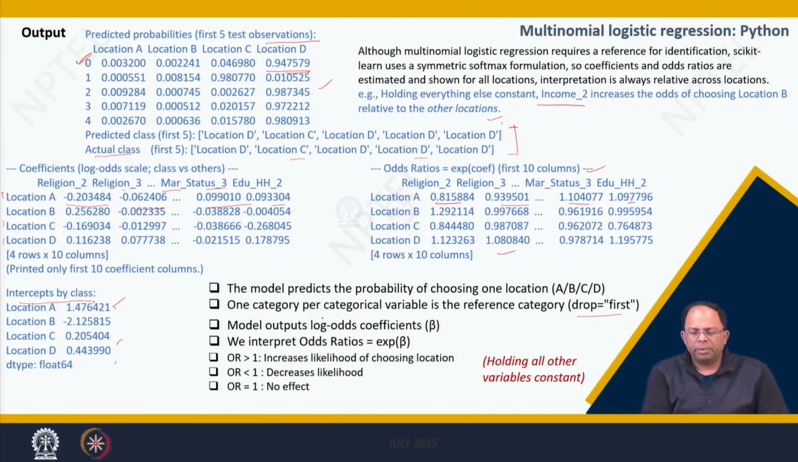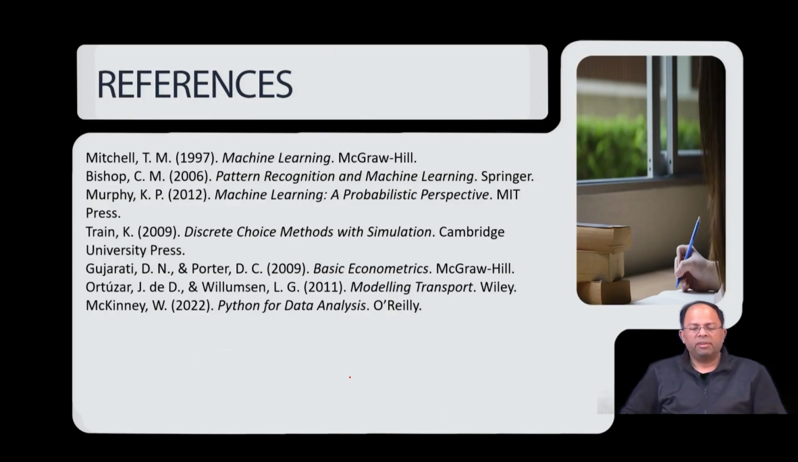So the model predicts the probability of choosing one location, and one category per categorical variable is the reference category. The model outputs log odds, the beta coefficients, as well as the odds ratio, the exponential of beta. We interpret the odds ratio, of course: when the odds ratio is greater than 1, it increases the likelihood of choosing the location. If the odds ratio is equal to 1, there is no effect, and if the odds ratio is less than 1, it decreases the likelihood, obviously considering all other variables as constant. So these are the references.